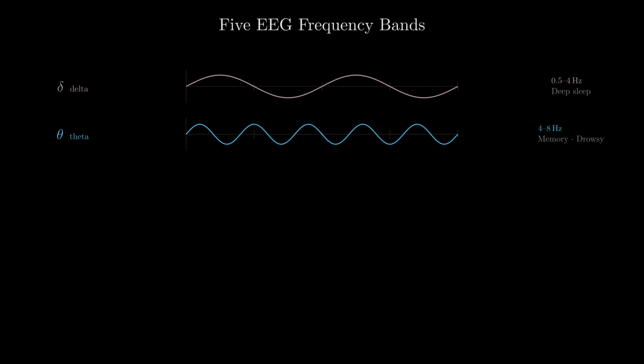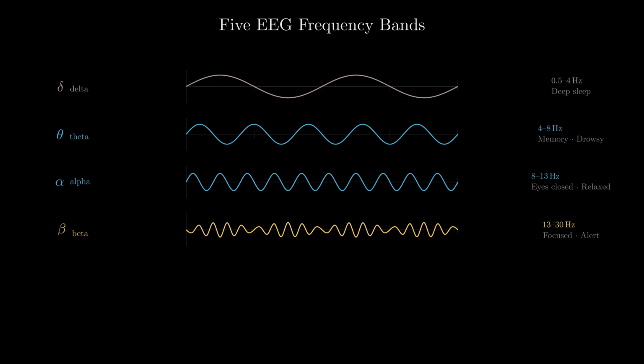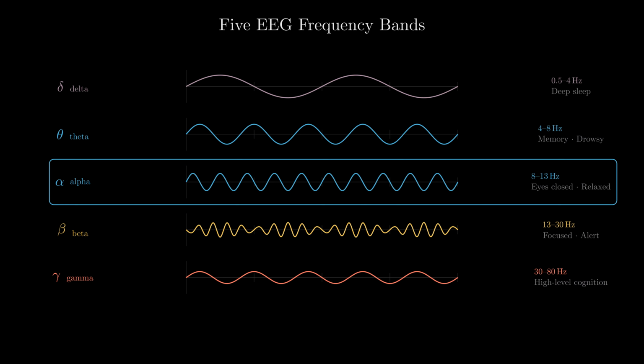EEG frequencies fall into 5 bands. Delta, 0.5 to 4 Hz, appears during deep sleep. Theta, 4 to 8 Hz, is linked to memory encoding. Alpha, 8 to 13 Hz, is the signature of relaxed, eyes-closed states and the most studied band. Beta, 13 to 30 Hz, dominates when you're focused and alert. Gamma, above 30 Hz, is tied to higher cognition and the hardest to measure cleanly. These 5 bands are the starting point for all EEG analysis ahead.